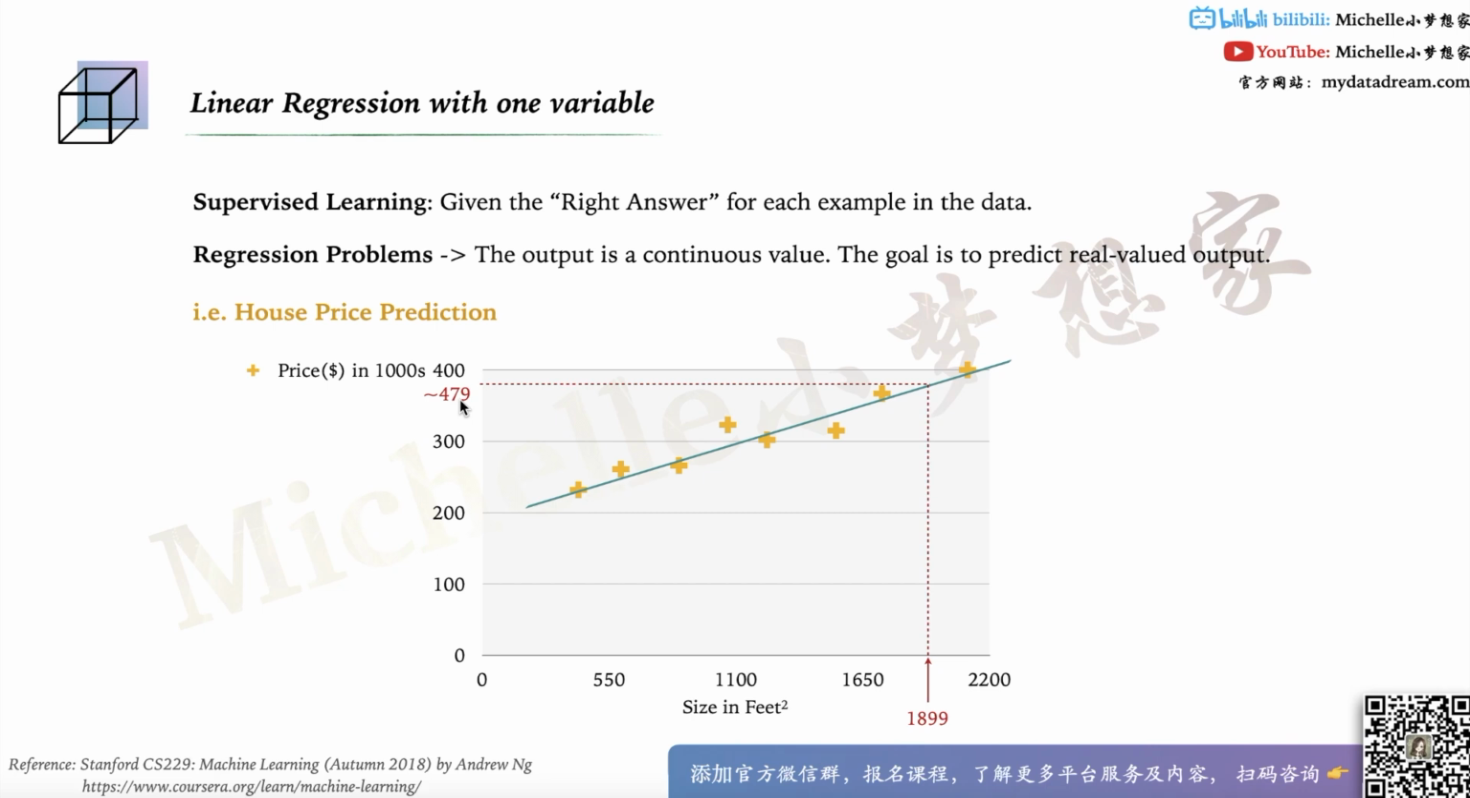Once the model is trained, we can use it for predictions. For example, if we have a new house with a size of 1,899 square feet, we can use the model to estimate its price. Let's say it predicts around $479,000. Even though there might be some deviations from the actual price, if the model fits the training data well, the prediction should be close to the real value.